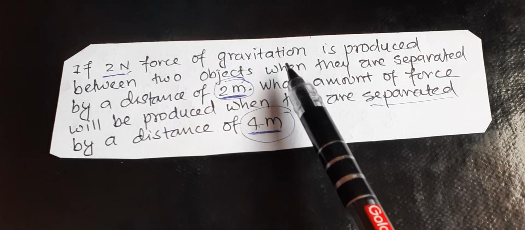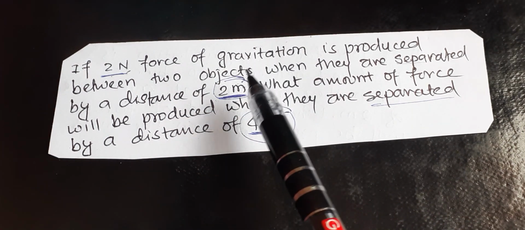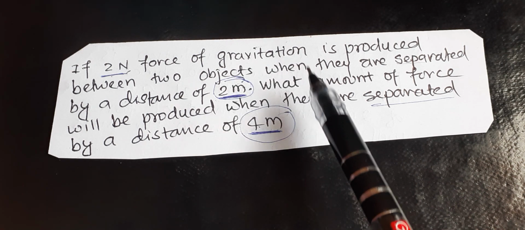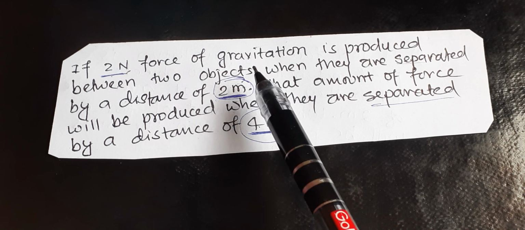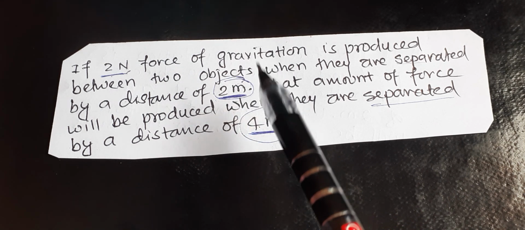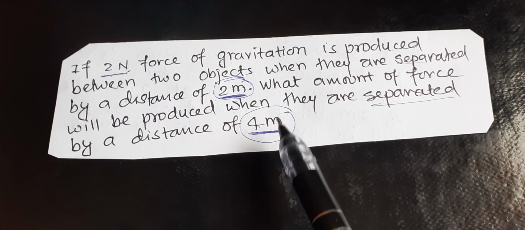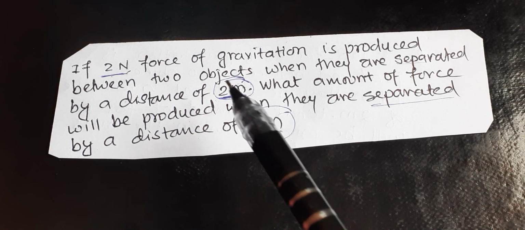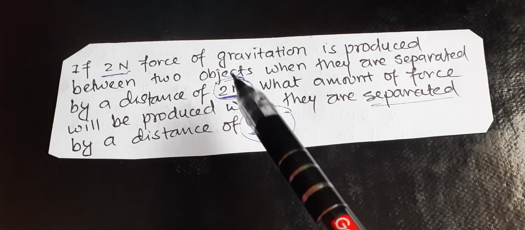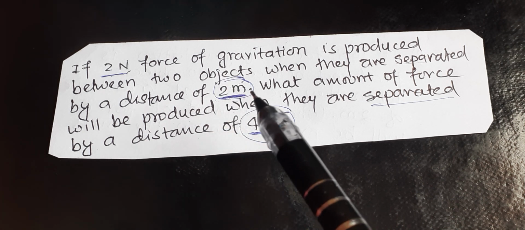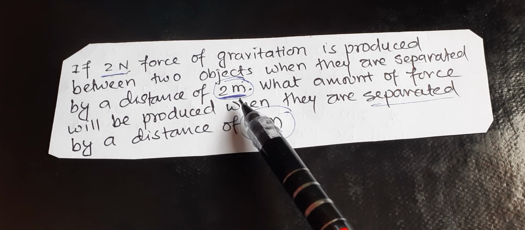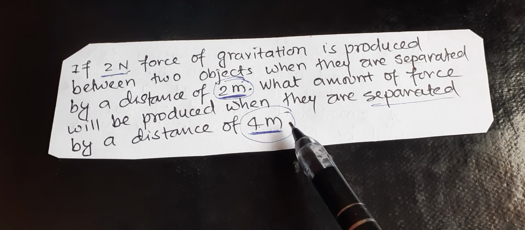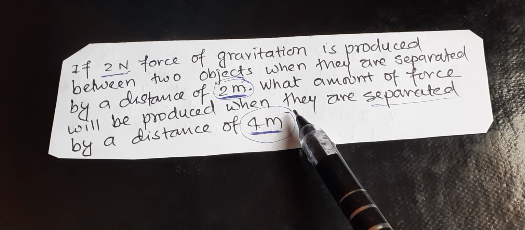Force of gravitations depends on product of mass and distance between the two masses. Here the masses are kept constant, but the distance is increased. Okay, so we have to find that force of gravitations when the distance is changed from 2 meter to 4 meter. Now we have the solutions as follows.